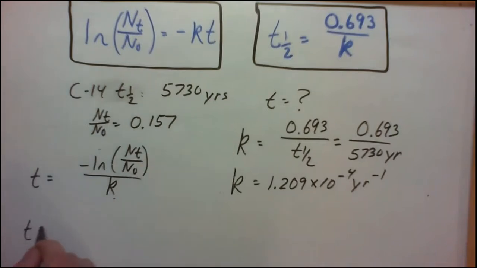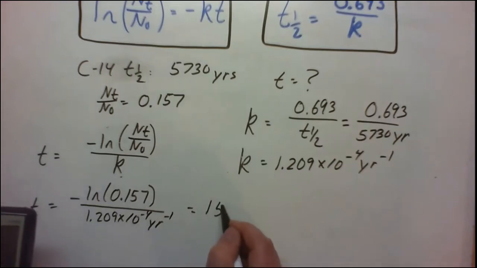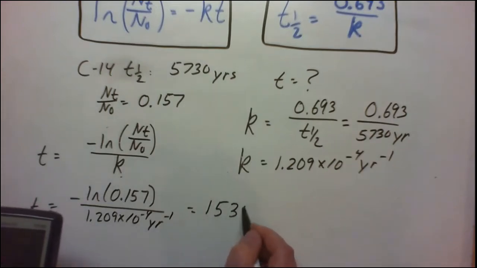So our time t here is equal to negative natural log of this ratio. As time goes on, this ratio is going to be decreasing. So we do expect, if nothing else, that this cave painting is much older than the 600 years the Shroud of Turin came to be, divided by the decay constant. Then we get our value of negative natural log of 0.157 divided by 1.209 times 10 to the minus 4, which gives us an age of about 15,300 years.